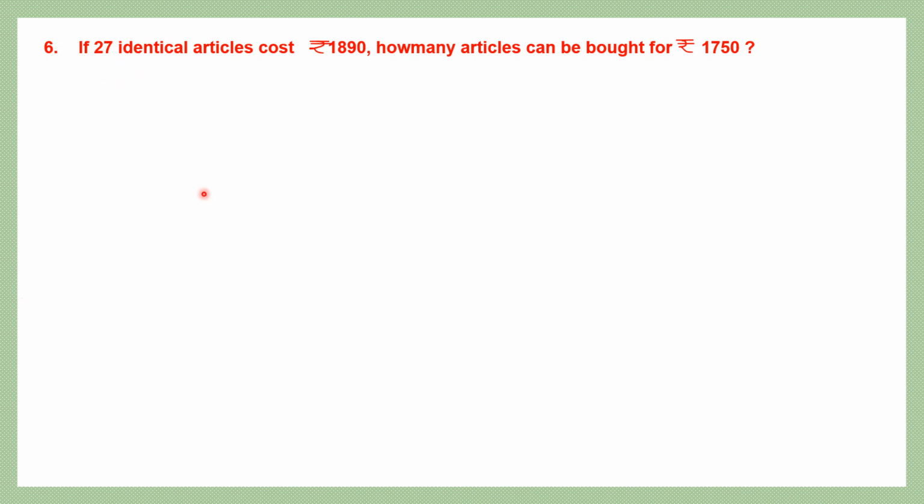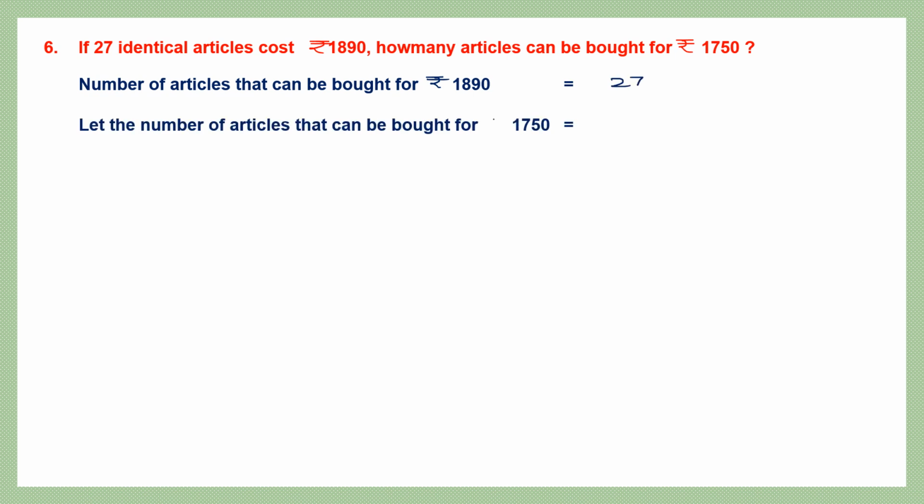So let's write down our statements. Number of articles that can be bought for 1890 rupees. So let's write rupees. How many can we get? We can get 27 articles. Now, let the number of articles that can be bought for 1750 rupees be x. This is the number of articles.